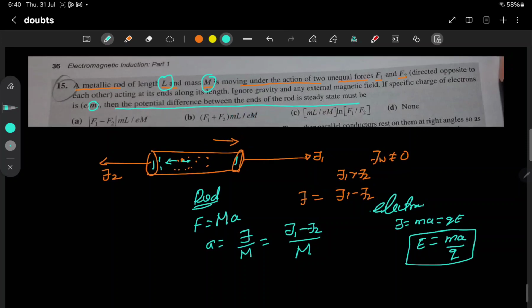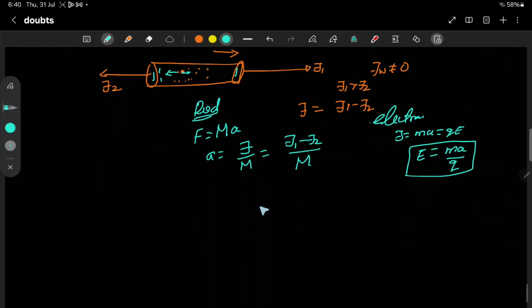What they are asking is the potential difference. We know the relation between the electric field and potential. So what is that? We know potential difference is nothing but your electric field into length. That is, E is nothing but dV by dx. That is length, so we put EL. So here, we know the electric field as ma by q. Okay, we know this. But length, I don't know. Total length is capital L.